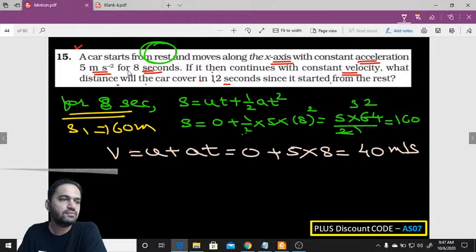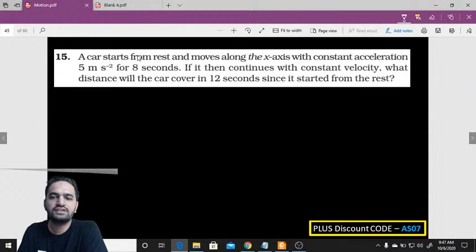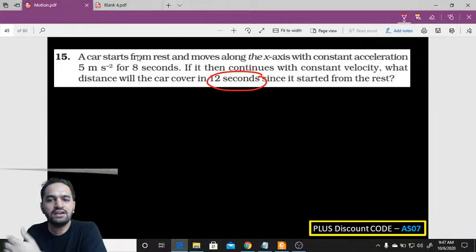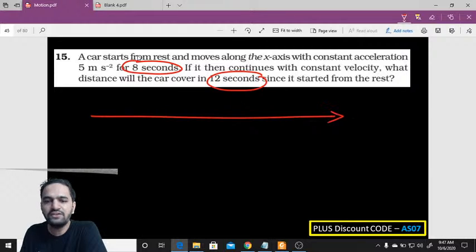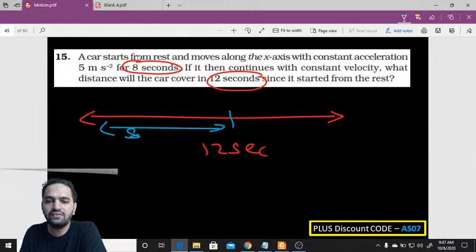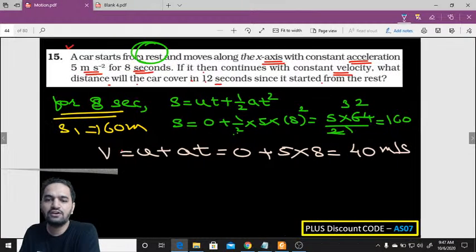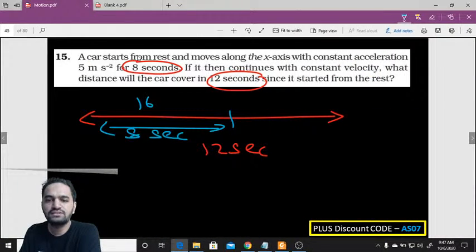Correct? Okay. Now, in the question, can you see they have asked for 12 seconds. We have already calculated the distance travelled in 8 seconds, and that is how much? 160 meters.